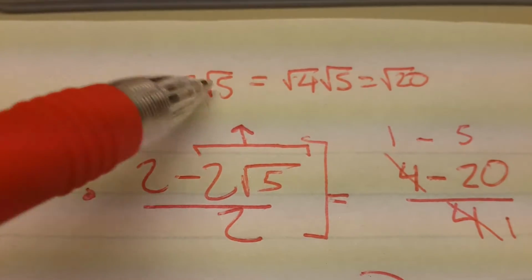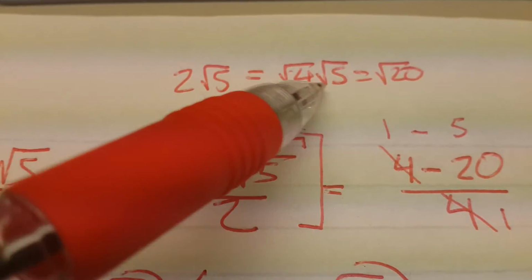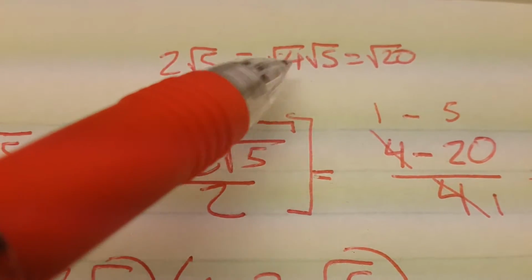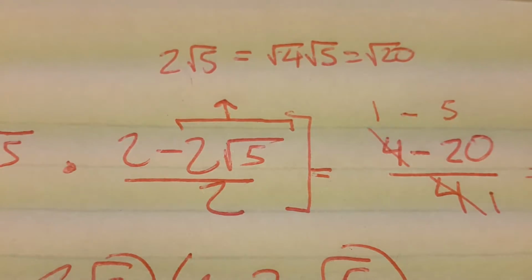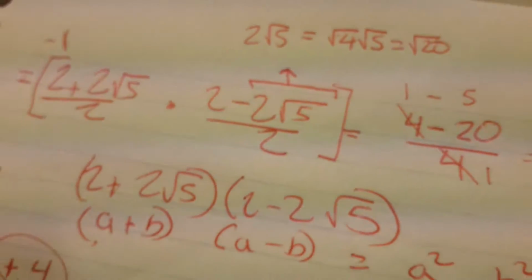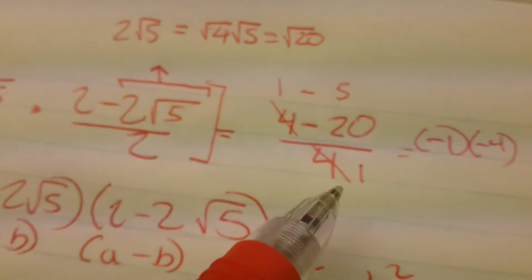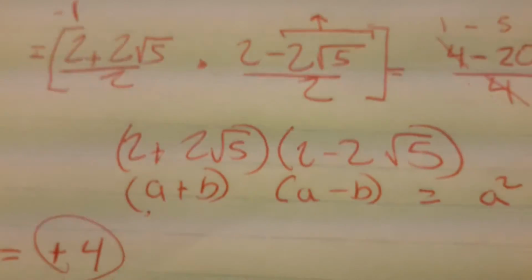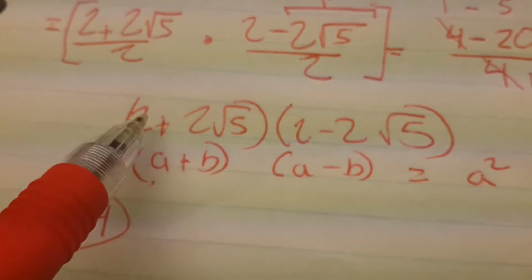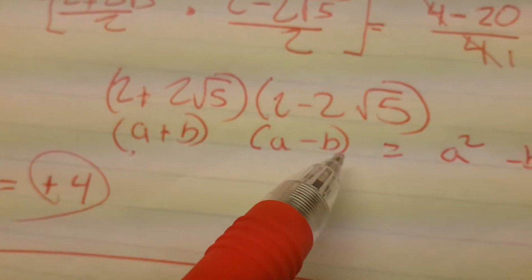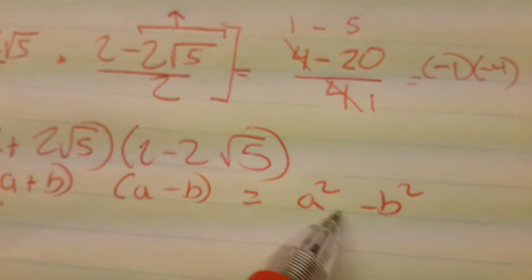So 2 times root 5 is equal to root 4 times root 5. And because there are two roots being multiplied, you can just bring them under one banner and multiply the interiors, which is root 20. When we're multiplying, 2 times 2 equals 4. That part's easy. And the other part, what we have here is 2 plus a term and 2 minus the same term. So that's (a plus b)(a minus b), which as we know is equal to a squared minus b squared.